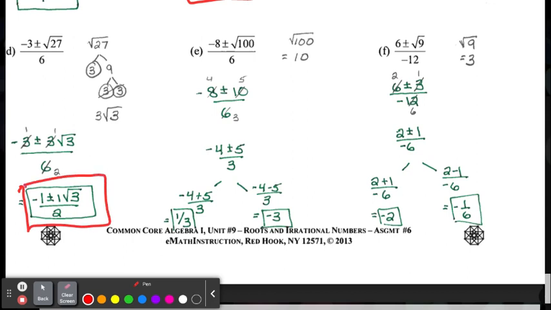Now, E is a little bit different. The square root symbol went away. I split it into two sections. You don't have to worry about this just yet. We're going to practice this more later in the packet. Okay?